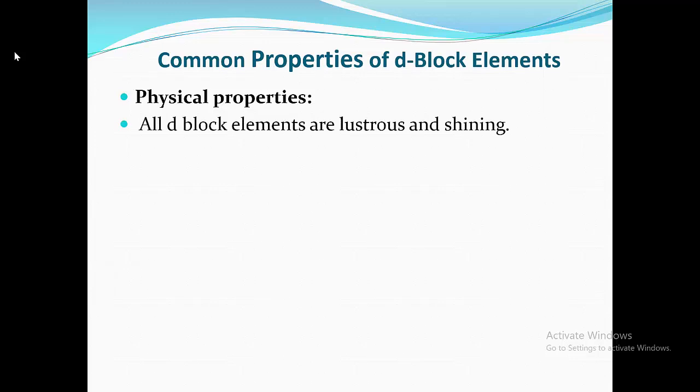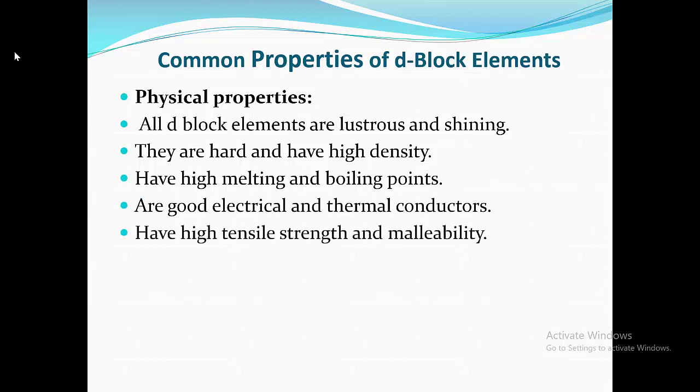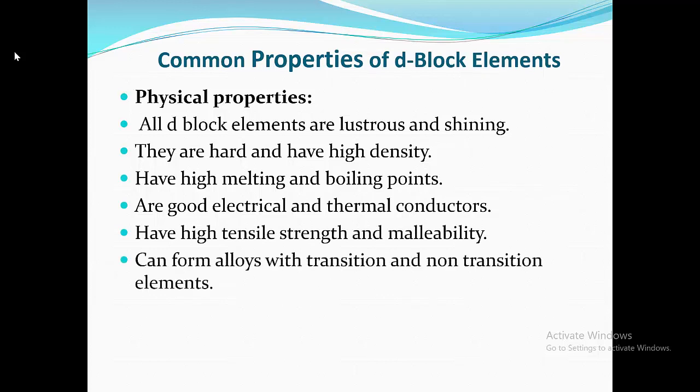Now we are going to see common properties of d block elements, in which we are going to see first physical properties. All d block elements are lustrous and shining metals. They are hard and have high density. They have high melting and boiling points. They are good conductors of heat and electricity. They have high tensile strength and malleability. They can form alloys with transition and non-transition elements.